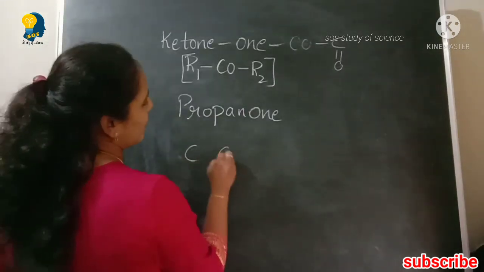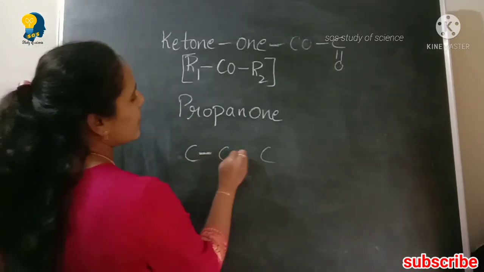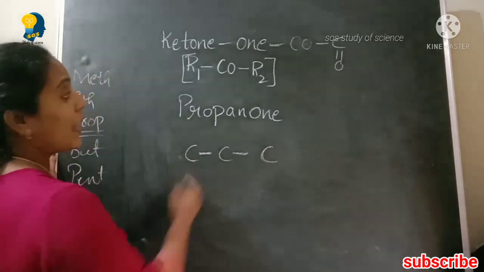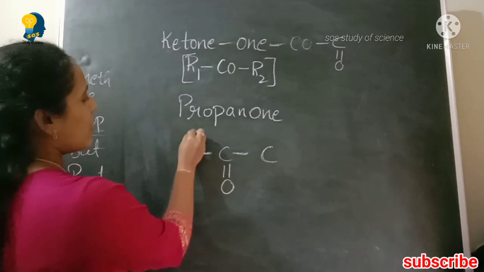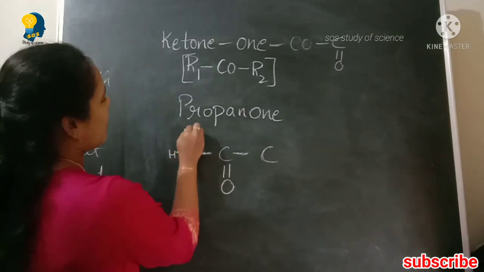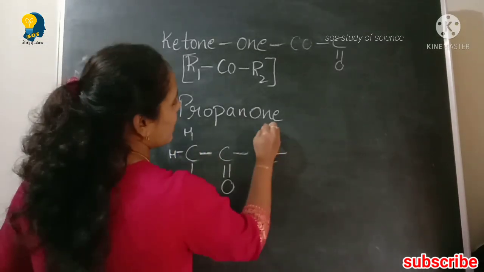Prop, 3 carbon. There will be a single bond between carbon and carbon atom. I told you, the CO functional group always occurs in between. So now the rest of the carbon is surrounded by the hydrogen, guys. Very, very easy.